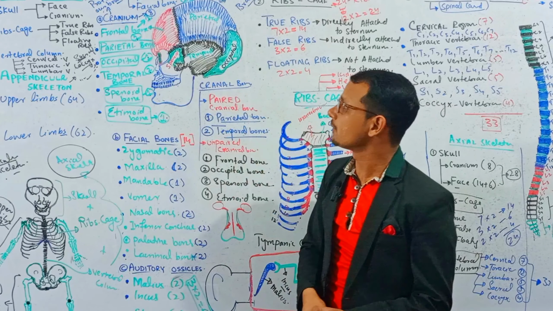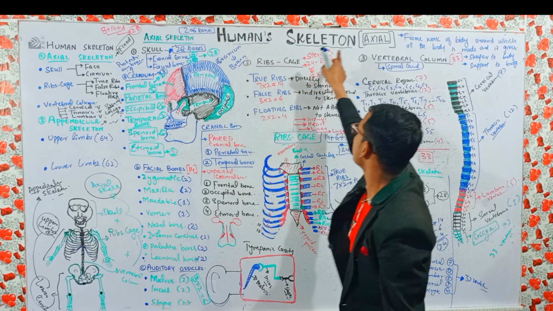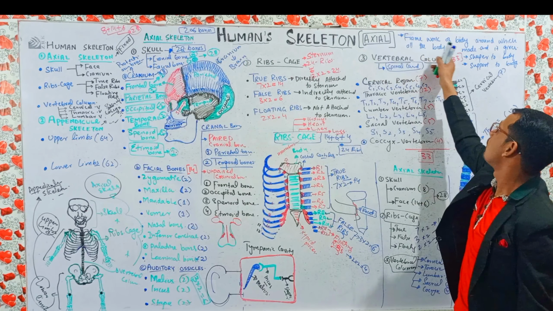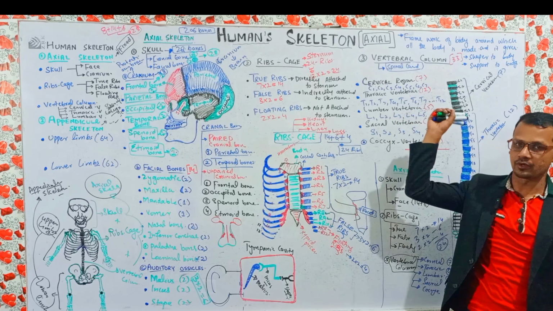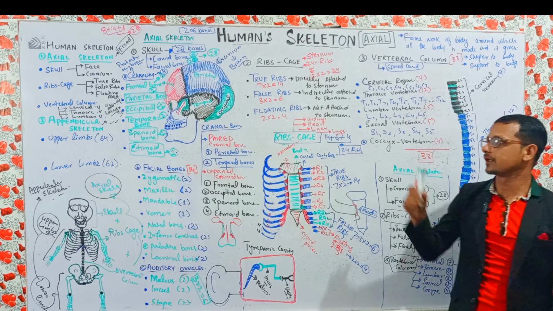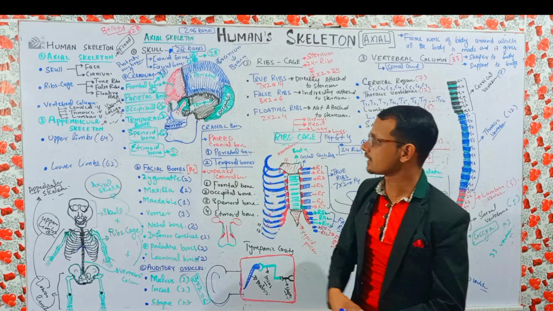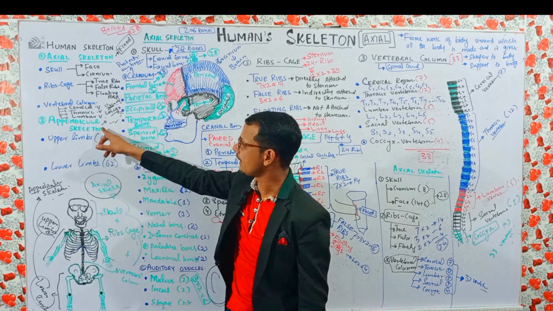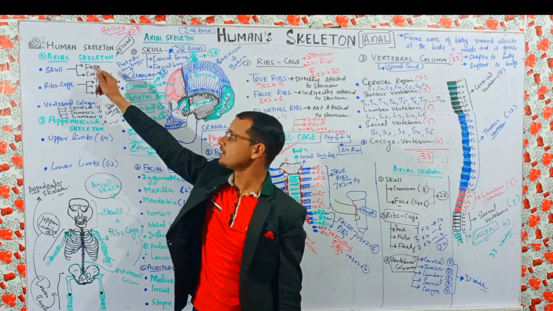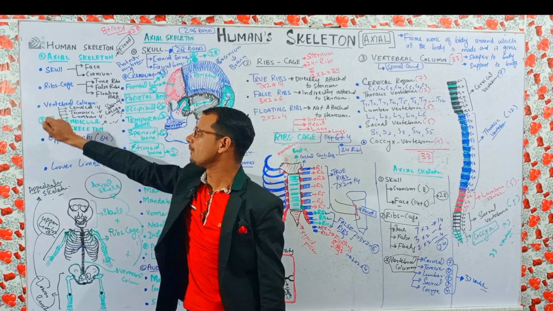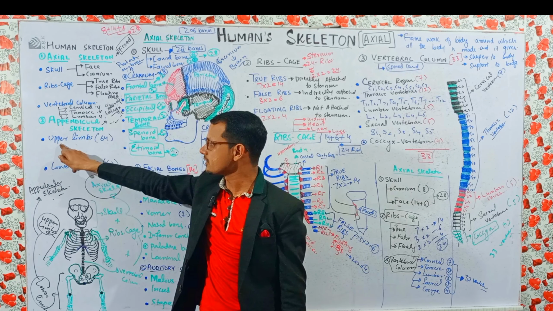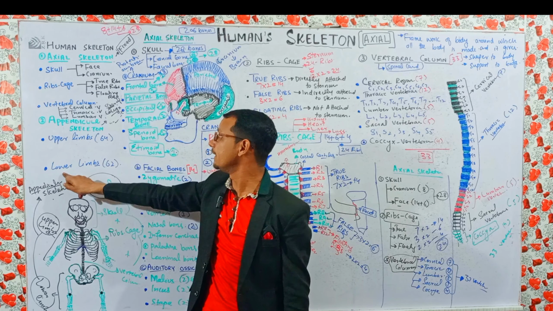If we want to recap, the human skeleton is the framework of the body, around which the whole body is made, and it gives support and proper shape to the body. The human skeleton is further composed of the axial skeleton and appendicular skeleton. The axial skeleton is composed of skull, rib cage and vertebral column. The appendicular skeleton is composed of upper limbs and lower limbs, right?